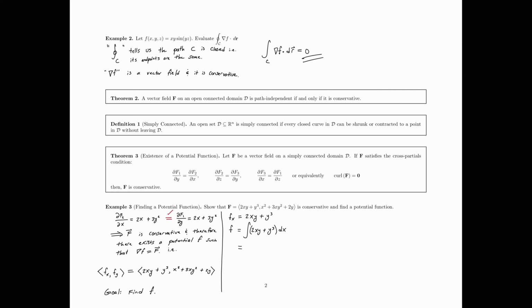So integrating with respect to x, we should get x squared y plus xy cubed. And now you may be very tempted to go ahead and write a plus c here, because that's what you do in Calc 1. When you do a definite integral, you have to account for any constants that could have been there. Because if I have the number 17 here, clearly if I differentiate it, that 17 goes away, and that's why there's nothing here.